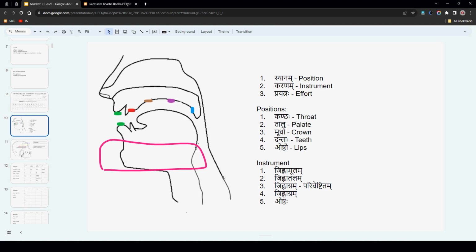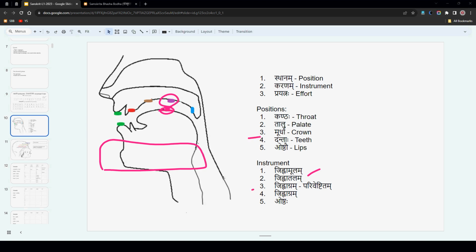Next one is cha, chha, ja, jha, nya. That part is produced when the talu, this part, is blocked by jihva talam, the surface of the tongue. So those are touched. Jihvagram pariveshtitam, that is our instrument.